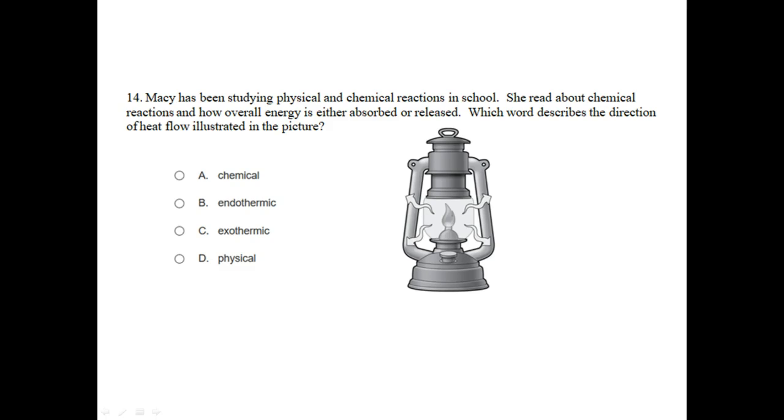Number 14. Macy has been studying physical and chemical reactions in school. She read about chemical reactions and how overall energy is either absorbed or released. Which word describes the direction of heat flow illustrated in the picture? Look at the arrows on the lantern. A, chemical. B, endothermic. C, exothermic. Or D, physical.